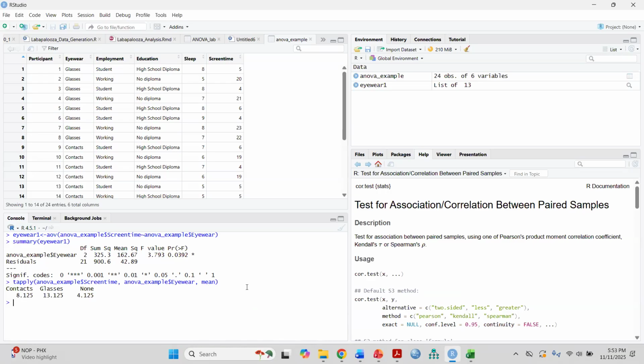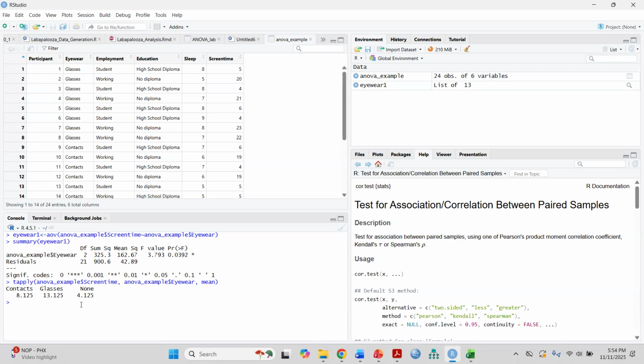Okay, so I'm going to click enter. And what we can see here now is it's giving me the group means. So this is the mean screen time for people who wear contacts, 8.125 hours. The mean screen time for people who wear glasses, 13.125 hours. The mean screen time for people who don't wear either of those things, 4.125 hours. Cool. So you get an idea of what the group means actually look like. And because the omnibus ANOVA was significant, it means that at least two of these means are different from each other.